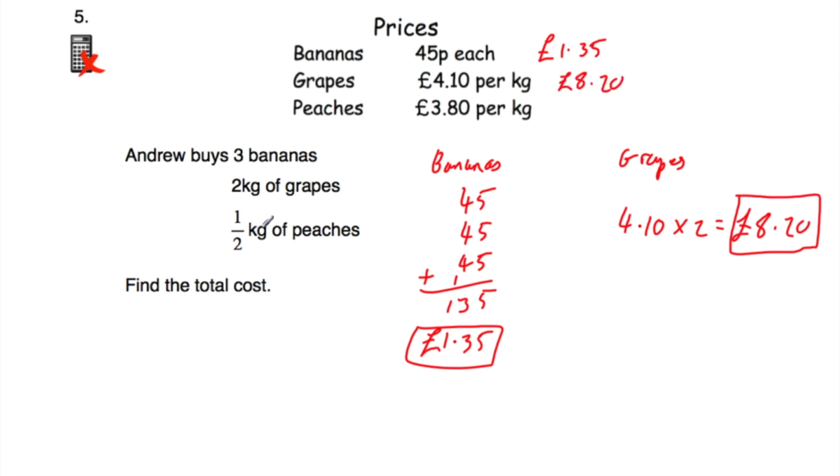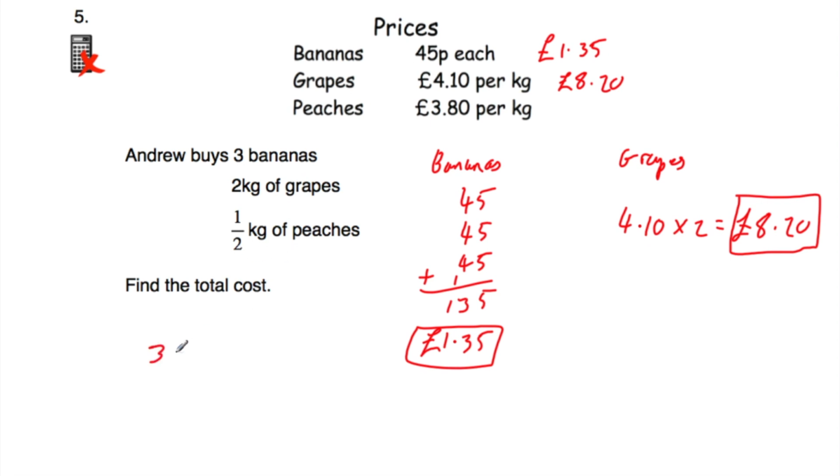And finally, for the peaches, well, the peaches cost £3.80 per kilogram, and we're buying half a kilogram of peaches. So we're not buying a whole kilogram, we're buying half a kilogram. So if a whole kilogram costs £3.80, if we want to find the cost of half a kilogram, we'll just half that. So we need to divide £3.80 by 2. We need to half it to find the cost of half a kilogram.